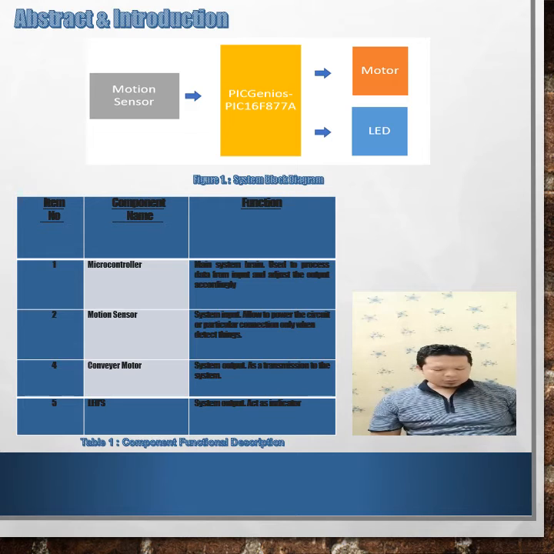Today I want to present to you all my group project for EET 203 Microcontroller System Design. The title of our project is Smart Bag Conveyor. Now I want to introduce you all to the abstract.